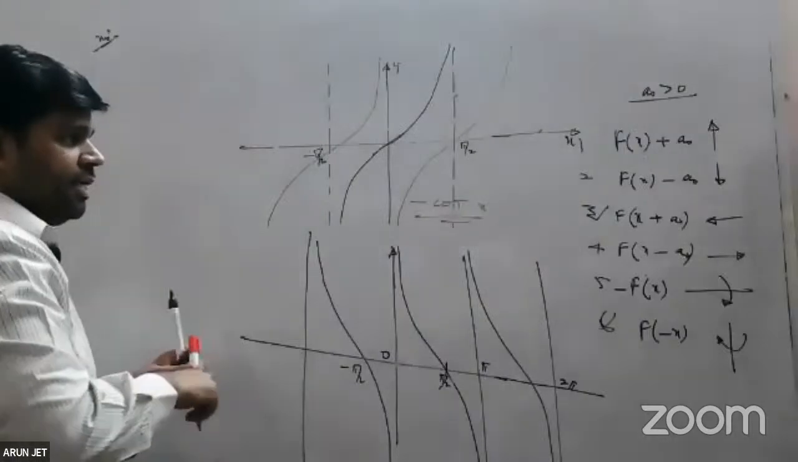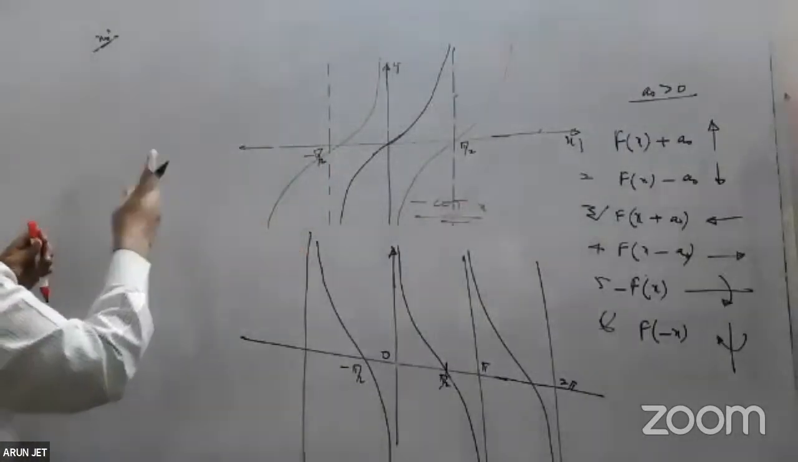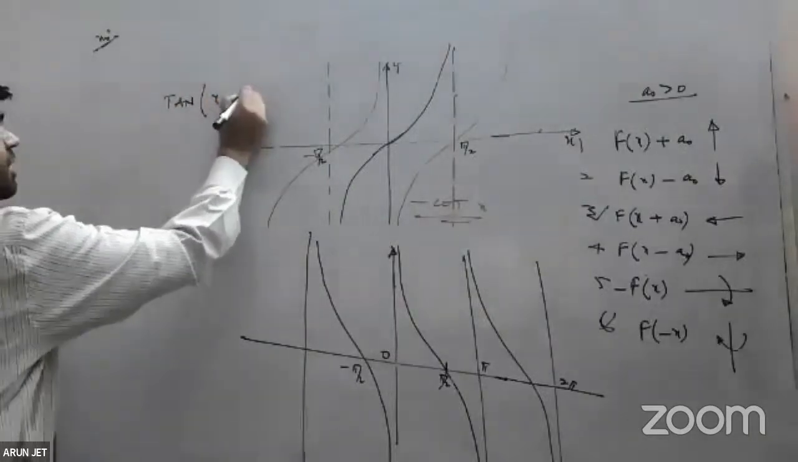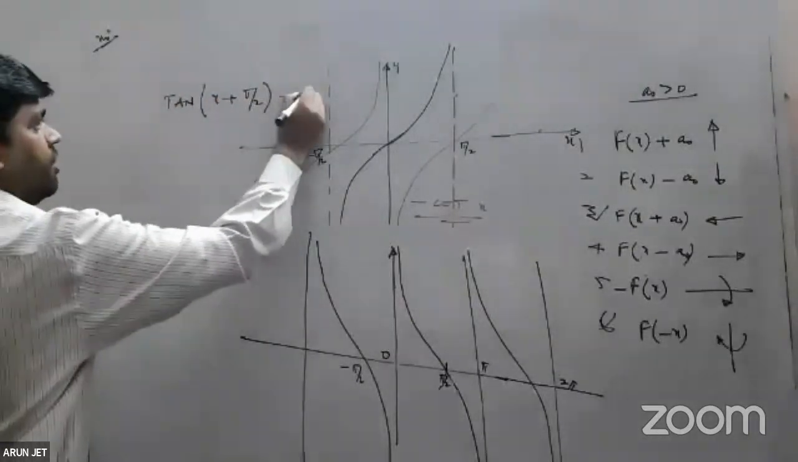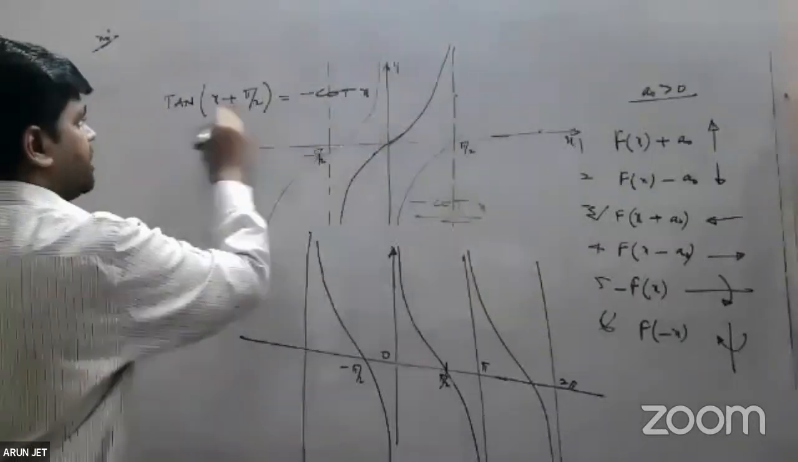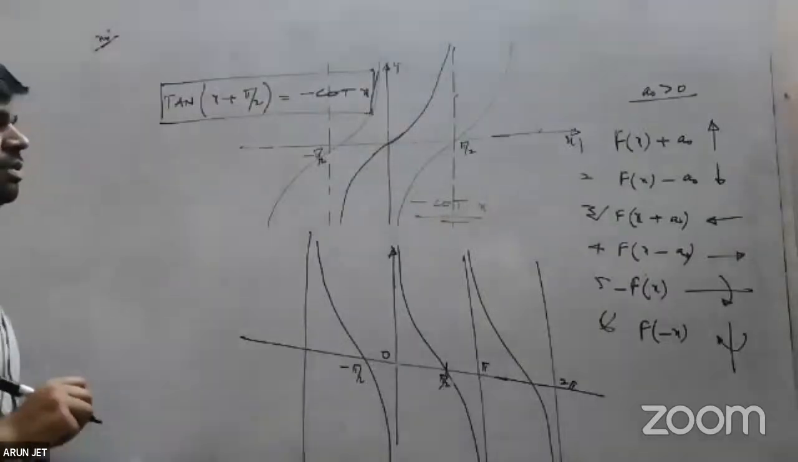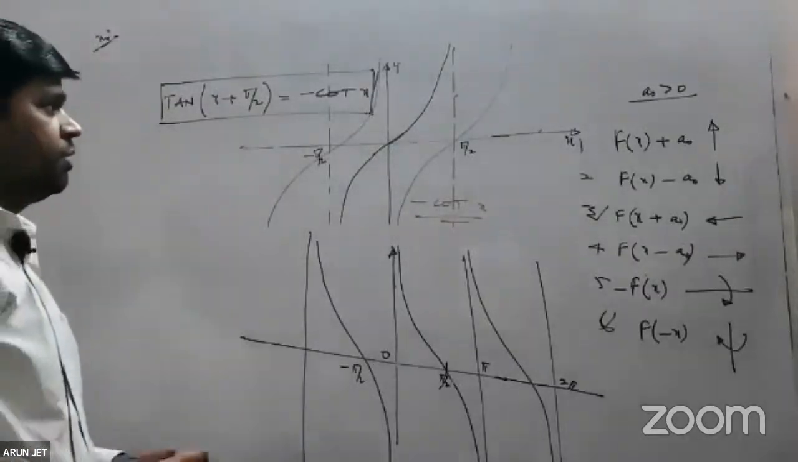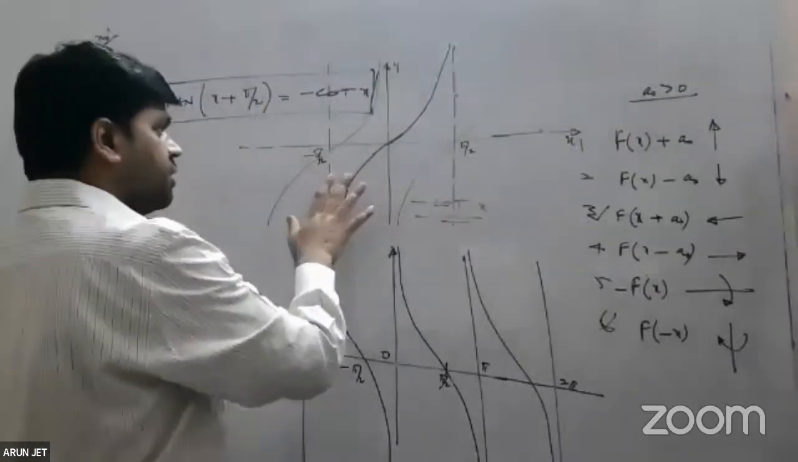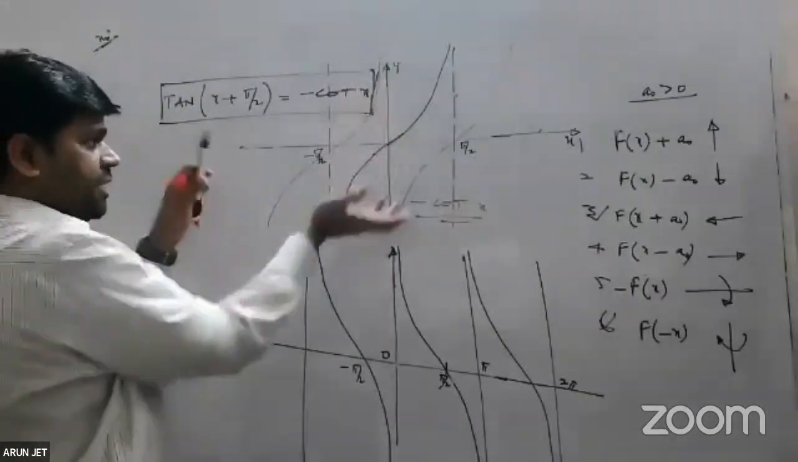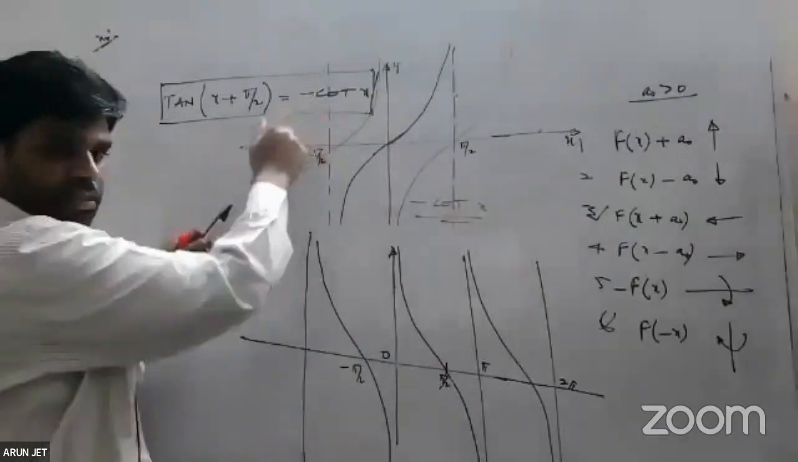So how do we shift to the left? tan of x plus pi by 2, which is minus cot x. This we know from transformations, but from the graph it is even easier. Look at this. Tan of x plus pi by 2 is shifting it towards left by pi by 2 and reversing it, which is nothing but minus cot x.